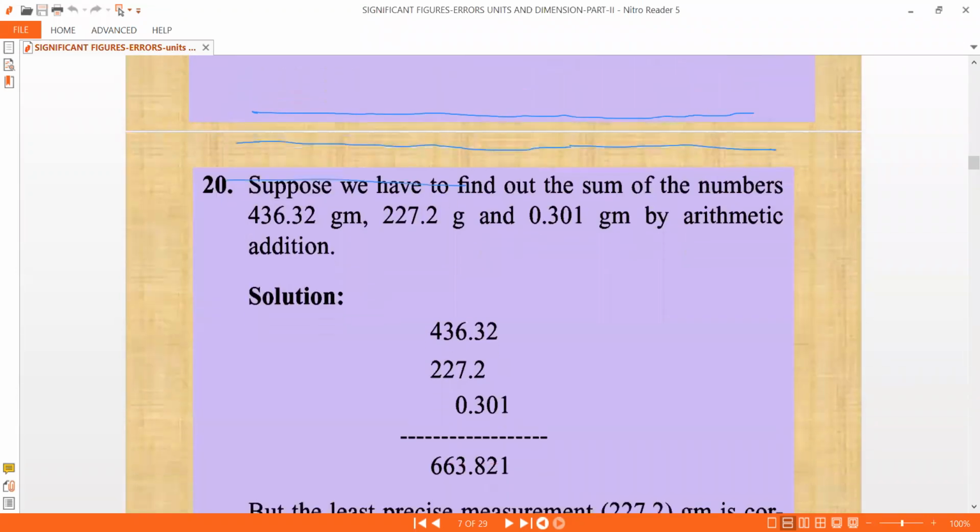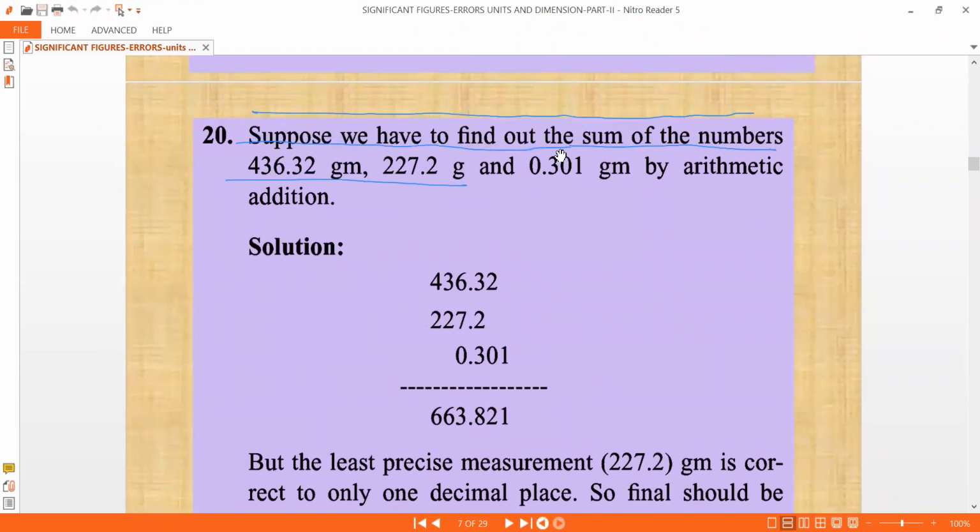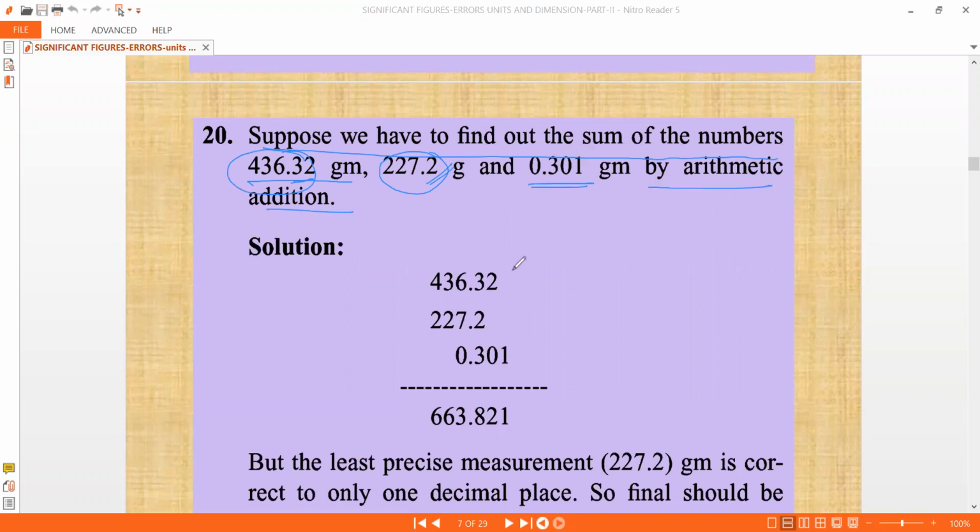So here we go. Suppose we had to find out the sum of the numbers 436.32, which has 5 significant figures and 2 decimal places, and 227.2, which has 4 significant figures and only 1 decimal place, and this one has 3 decimal places but 3 significant figures. By arithmetic addition, you get 663.821.